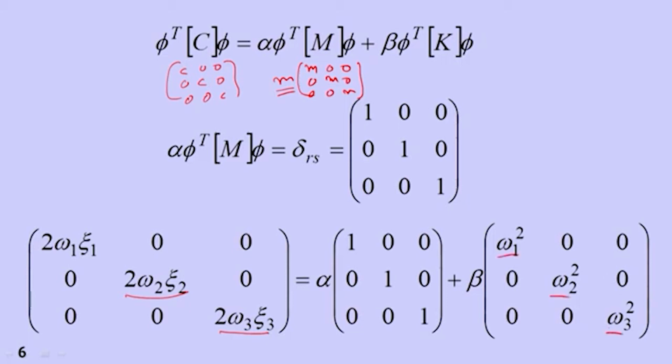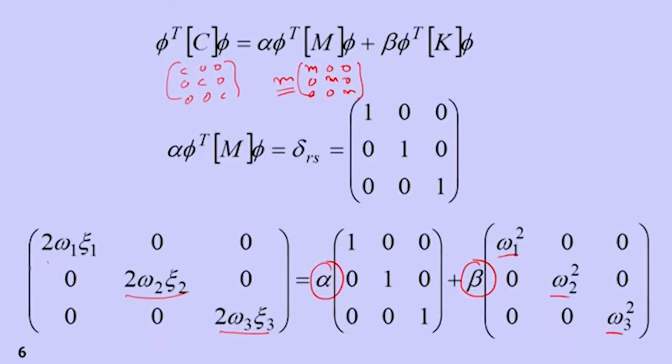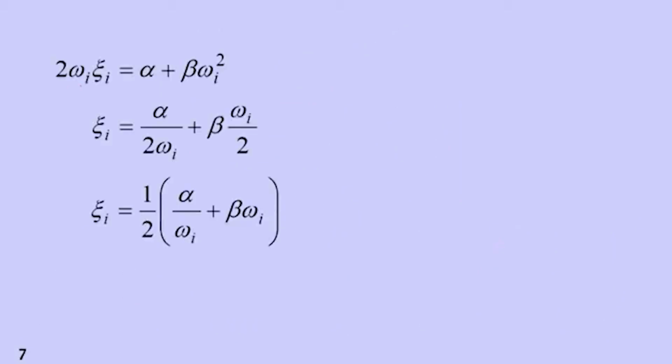So now the question is how to get this alpha value and beta value. Let's look at the equation. If we expand the earlier equation, what we get is 2 zeta 1 omega 1 is equal to alpha plus beta omega 1 square. So the same thing I am writing: 2 zeta i omega i is equal to alpha plus beta omega i square. This corresponds to that mode shape, or that idealized single degree of freedom system.